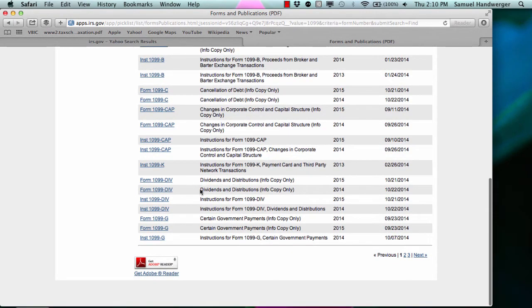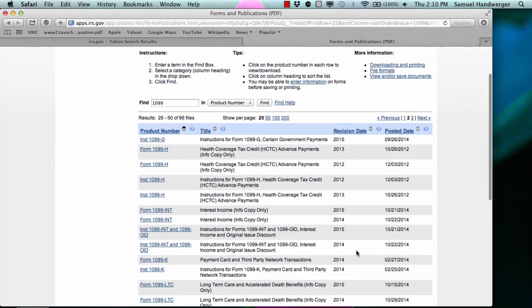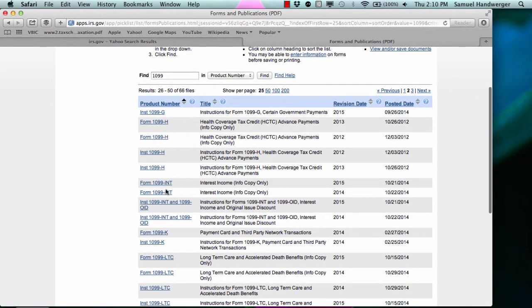Without telling you that this is an answer to a polling question, I'll just move the cursor over here. And you can see that this has some relevance. And as you can see, without going through all of these, there are a lot of different 1099 forms. Here's another one of particular interest to you.